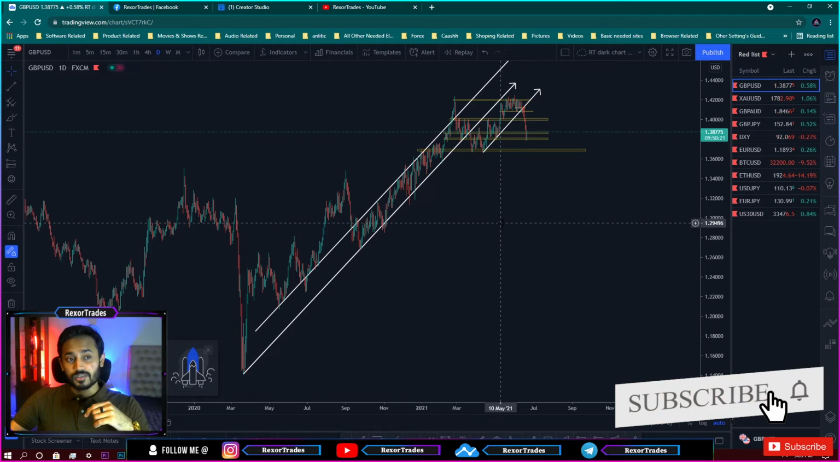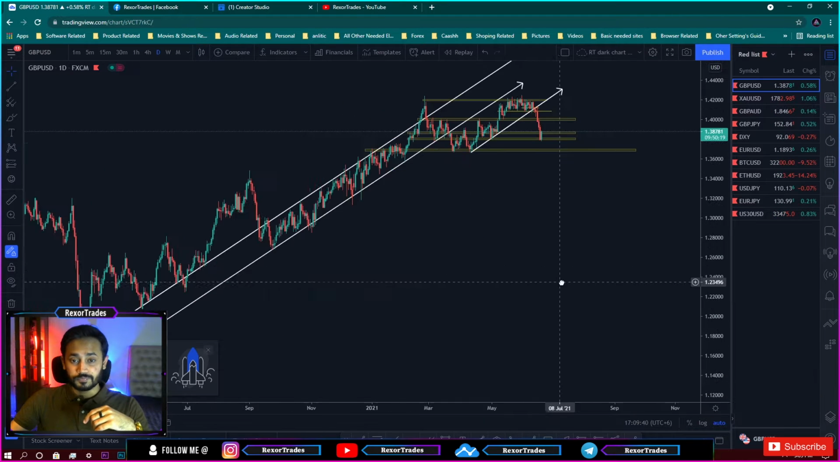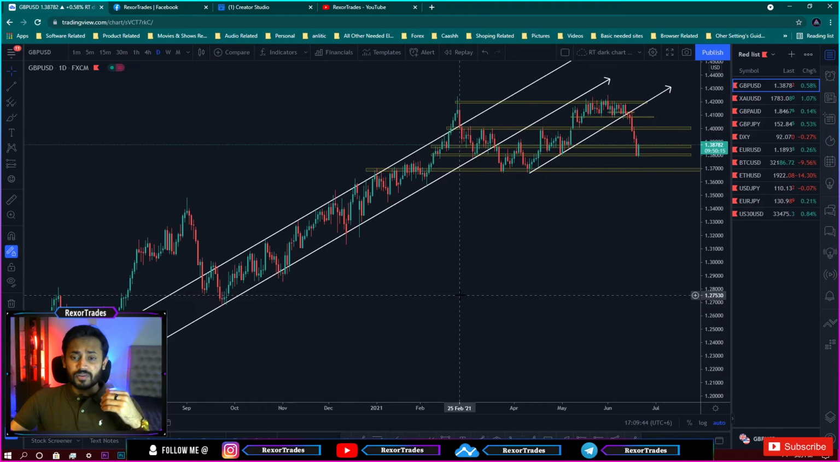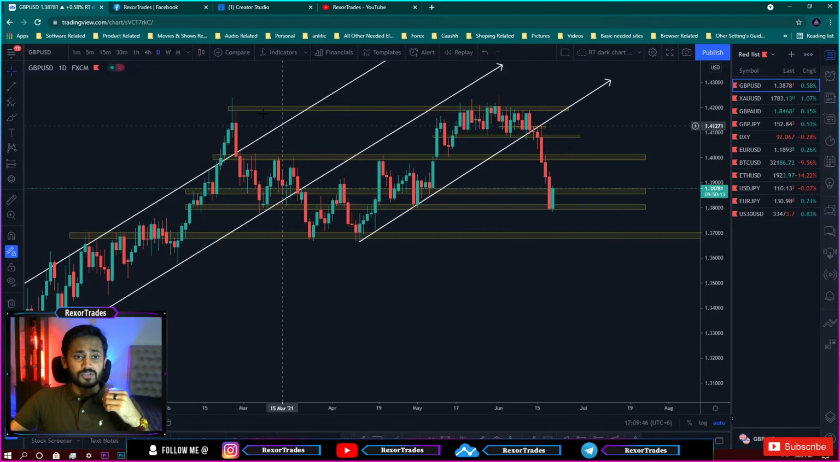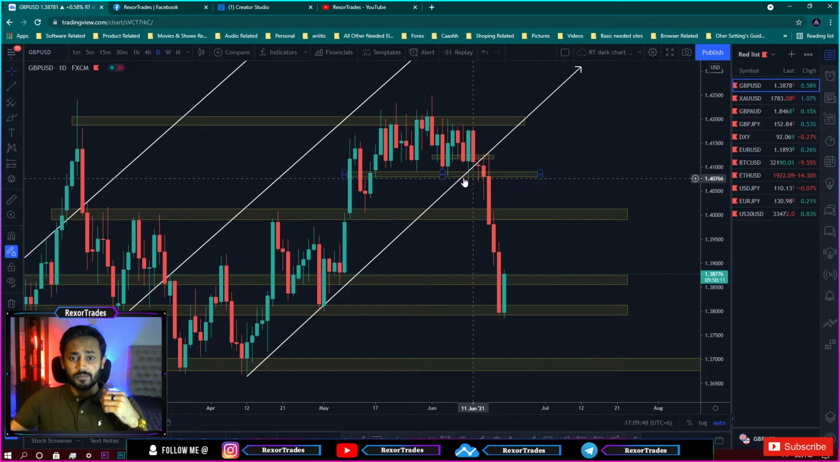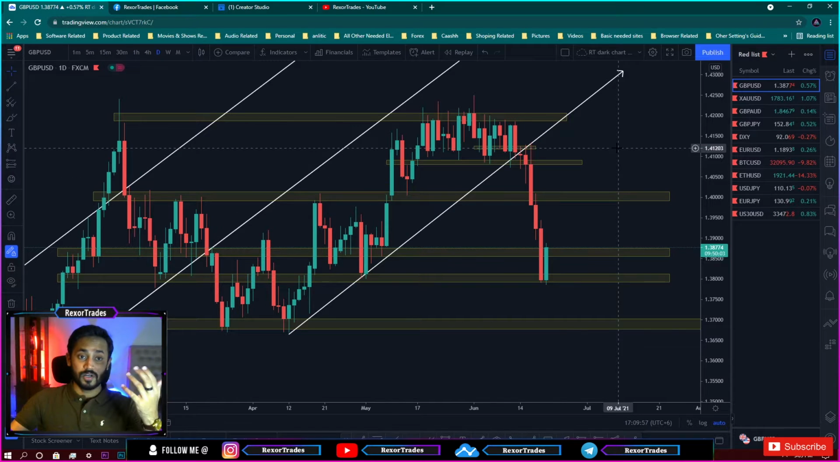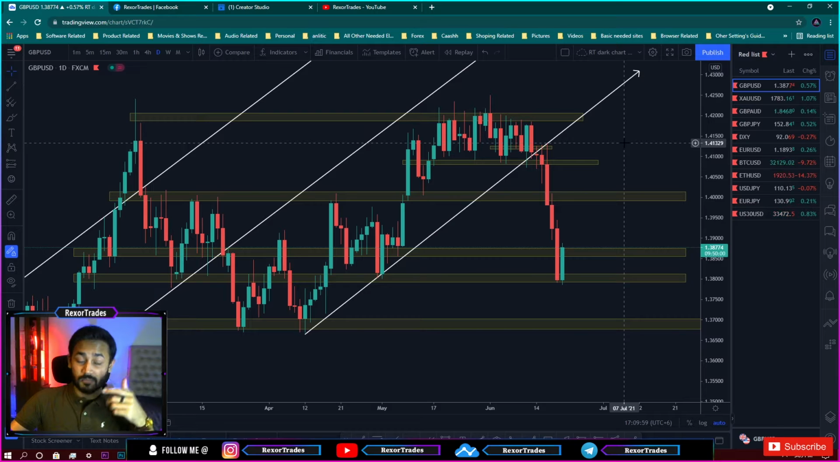Now on the GBPUSD chart on a daily time frame, in our previous week's market analysis, we were talking about how GBPUSD, if it breaks and closes below this zone, might make a retest towards this zone over here and then continue its downward movement with huge bearish momentum. And that's exactly what happened. I'm going to show a clip from my previous week's market analysis to show you how it played out.